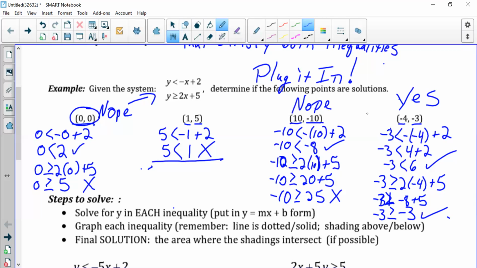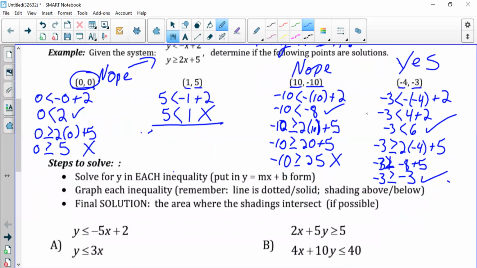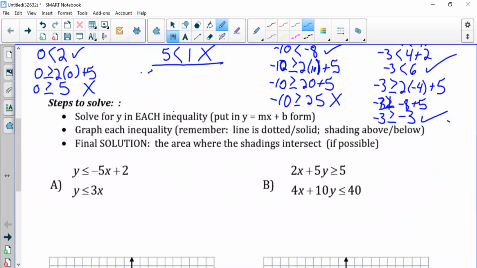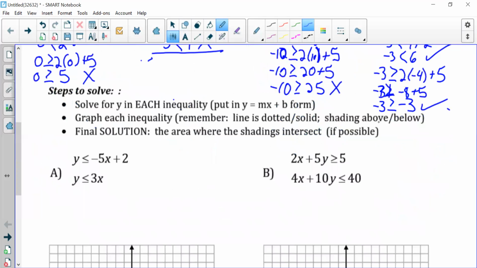All right, so how do we solve it if we don't want to go through this process and test every single point known to man? Well, we put it on a graph. So, steps to solving. Solve for y in each inequality. You need to put it in that y equals mx plus b form, the slope-intercept form.